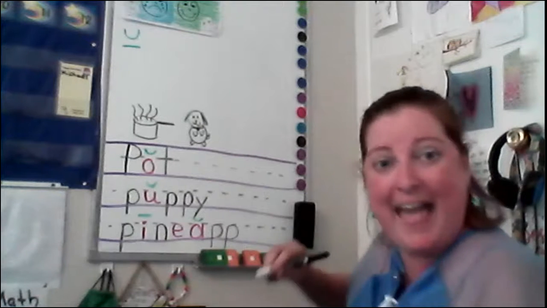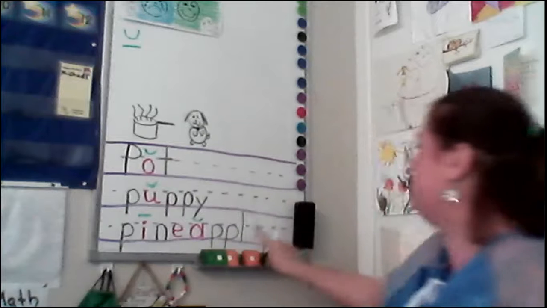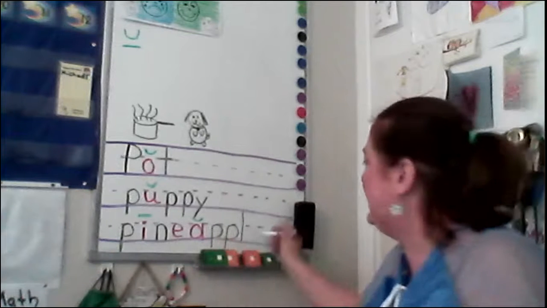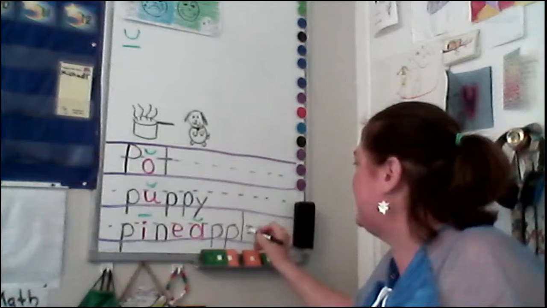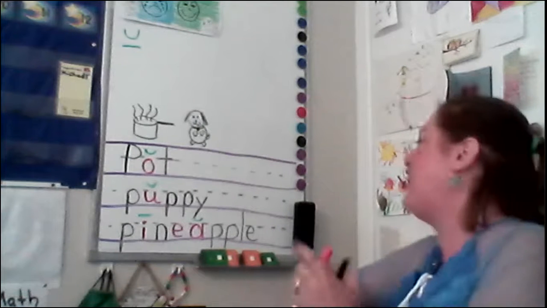I hope you said L, and that is a straight line down. All right, with the word apple at the end, we need that magic E sometimes, but you don't have to put that magic E if you don't want to. It's okay. All right, so here we go.